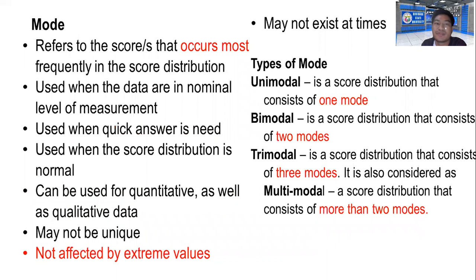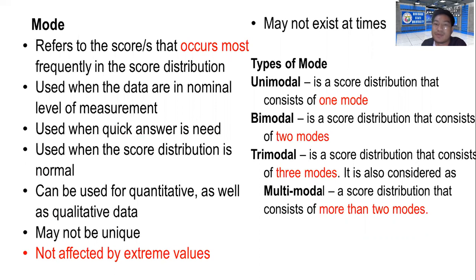The mode refers to the score that occurs most frequently in the distribution. It is used when the data are in nominal level of measurement. It is used when a quick answer is needed, and when the score distribution is normal. It can be used for quantitative as well as qualitative data, and it may not be unique. It is not affected by extreme scores. It may not exist at times.